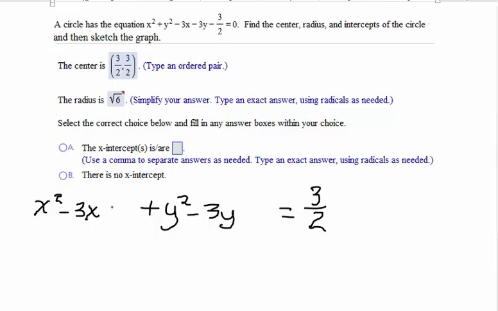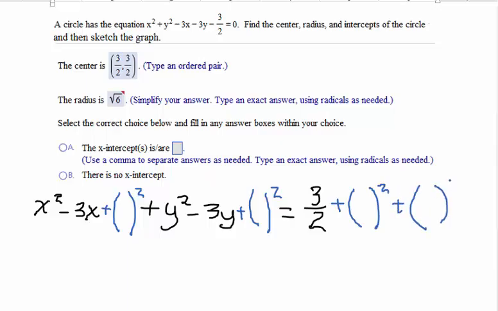Now, we are always adding on a perfect square to complete the square on x, and we'll also be adding on a perfect square to complete the square on y. And whatever we added to the left side of the equation, we also have to add to the right side of the equation. So, because I'm squaring, I can ignore the sign.